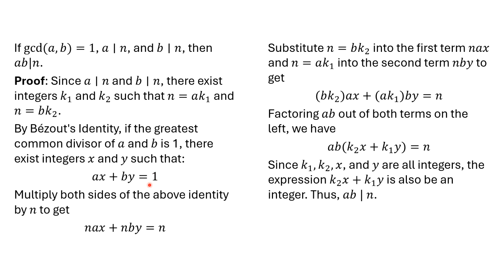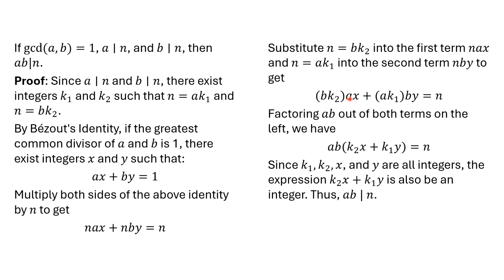And that gives us pretty much what we need to prove the theorem. We multiply both sides by n, and we get this. And then moving over here to the right column, we make substitutions of these two equations here into this. So we put in b times k sub 2 for n, and then a times k sub 1 for n again.